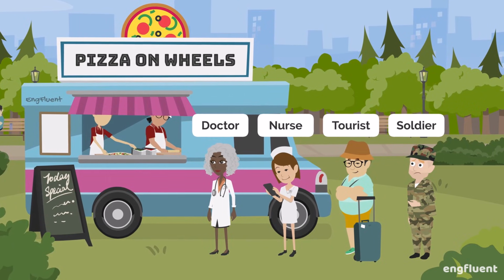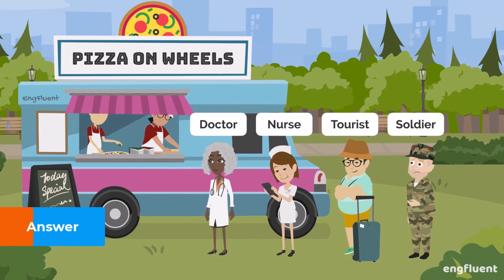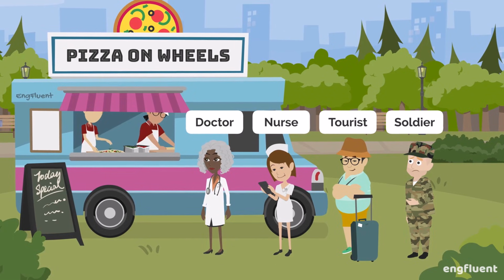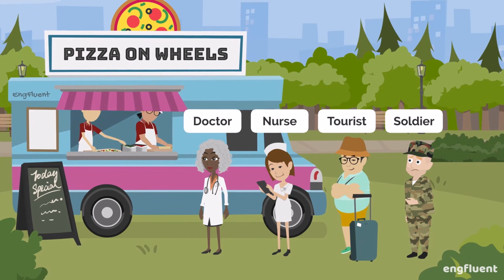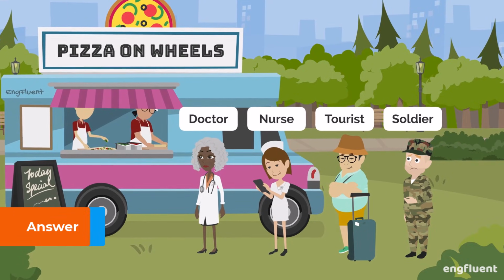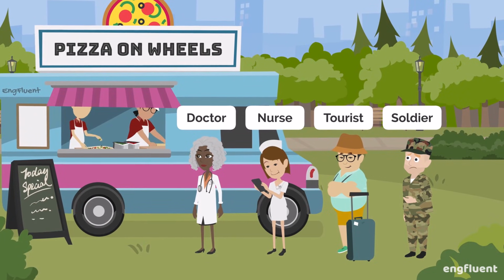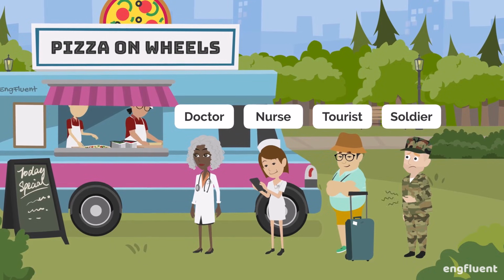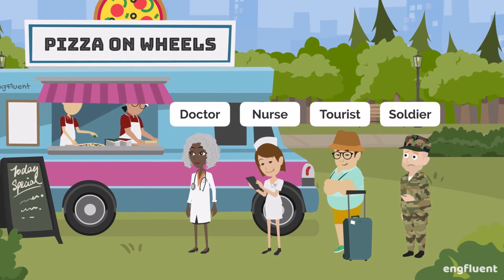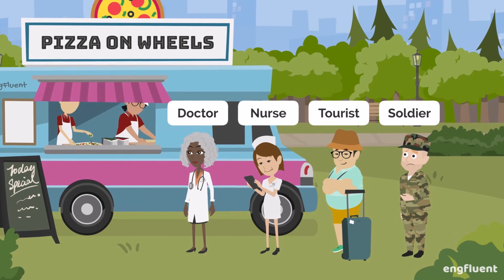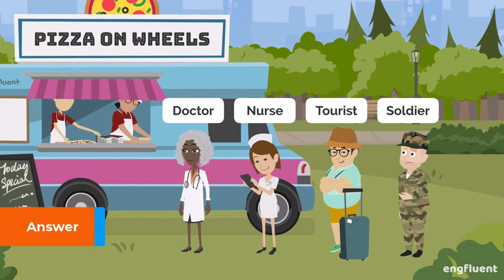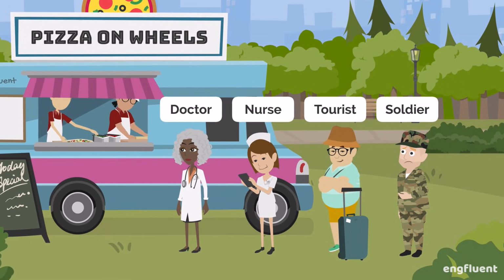Are there a lot of people in the line? No, there aren't a lot of people in the line. Just a few. How many people are in the line? There are 4 people in the line. Who is at the front of the line? Is it the nurse? No, it's not the nurse. Who is at the front of the line? The doctor is at the front of the line.